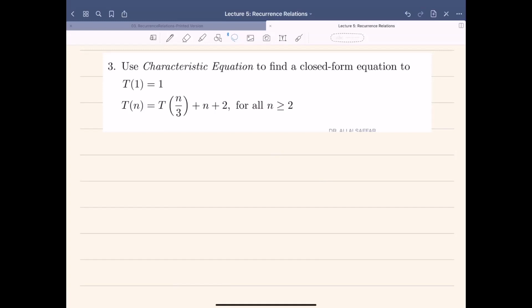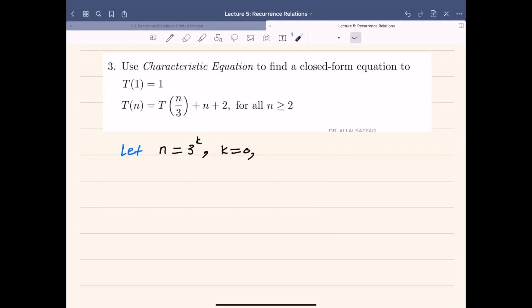Our next example is using characteristic polynomial. For using the characteristic polynomial approach for the solution, the first thing is that you need to assume that n is equal to 3 raised to power k. Why 3 raised to power k? Because we are dividing over 3, so it should be 3 raised to power k. If we are dividing by 5, then it will be 5 raised to power k. The first value of k should be 0.